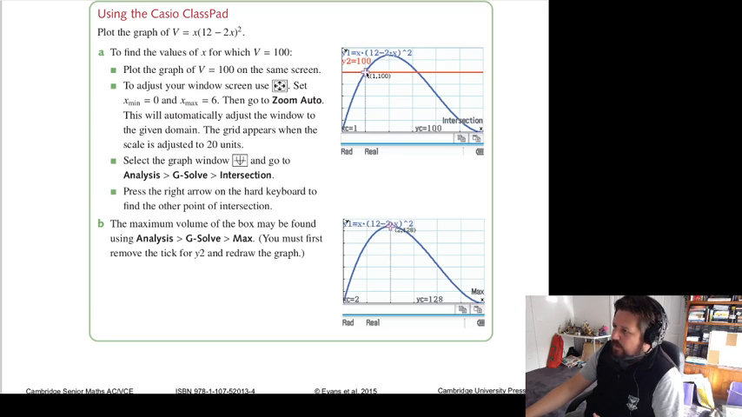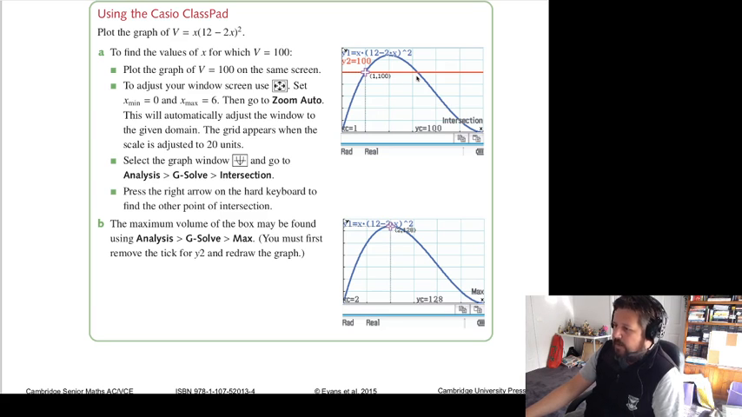To find the other spot where it's 100, we can see here is the other spot where it intersects. If you do the analysis, Gsolve and the intersection, with the little cursor there, if you press the right arrow on your calculator to go across, it'll flip over and show you this spot over here, and it will say where that location happens. Right arrow will give you the other spot where it is 100. So those will be the 2 values that give you a solution of a volume of 100.